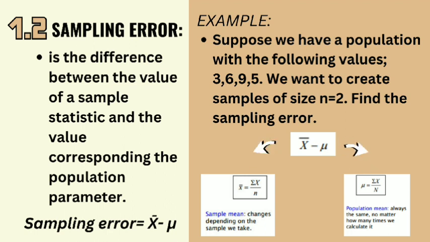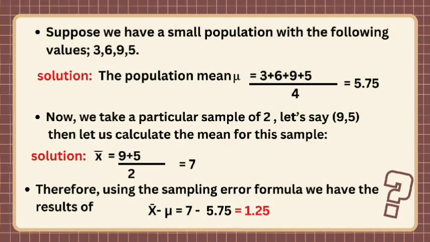So, we have here an example. Suppose we have a population with the following values 3, 6, 9, 5. We want to create the sample size of n is equals to 2 and then find the sampling error. So, we already know ang x bar is mo na siya ang sample mean, and then ang mu is the population mean. So, ang sample mean changes na siya depending on the sample that we take. And then the population mean is always the same na siya no matter how many times we tried to calculate it. So we have here the solution.